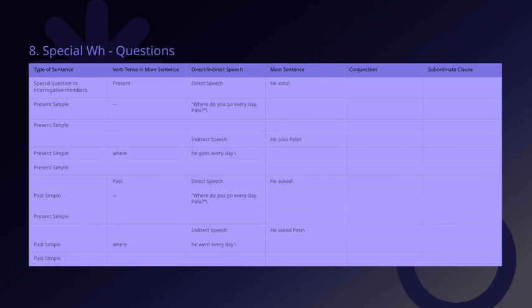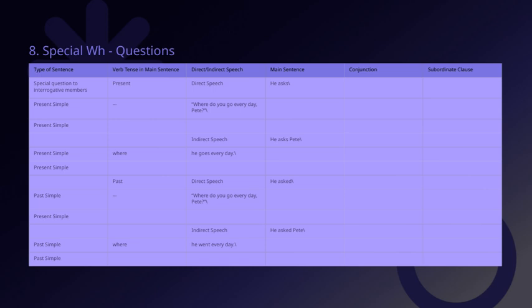Now, let's take a closer look at slide 16, which focuses on special WH questions. These are a particular type of question that often require more detail and are used to gather specific information. In the table, we see different types of sentences that involve WH questions, along with their verb tenses and whether they're in direct or indirect speech. For example, when we have a special question directed at someone with a present tense in the main sentence, and it's in direct speech, it might look like this. He asks, where do you go every day, Pete? Here, the question is asking about Pete's daily routine using the present simple tense.